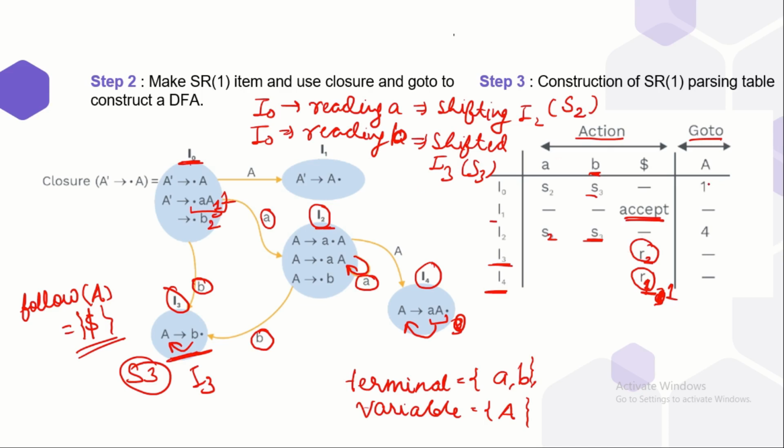Now let's move to the goto column. In the goto column, you can see that I0 on reading capital A is moving to state I1 or 1 state. That's why we have written 1 over here. Similarly, I2 on reading capital A is moving to 4th state. That's why we have written 4 over here. I hope this parsing table was clear to you.